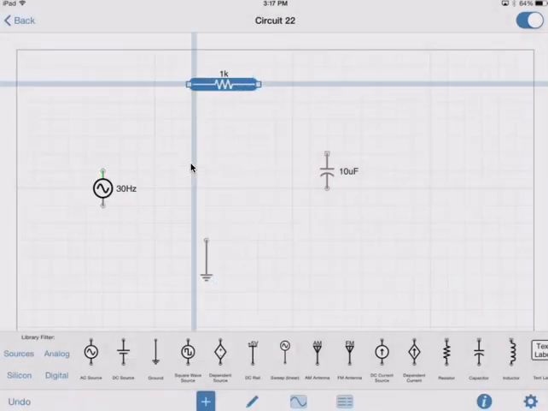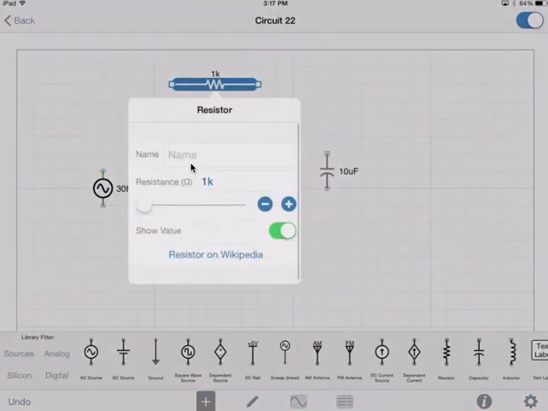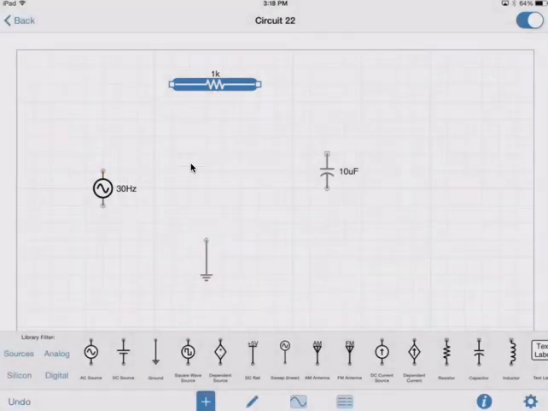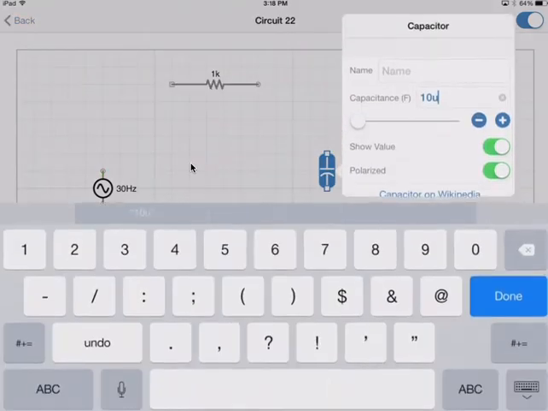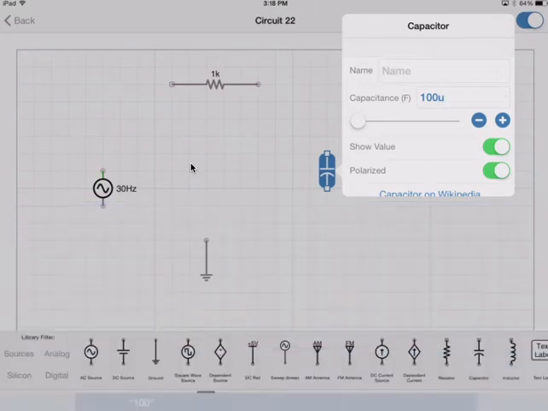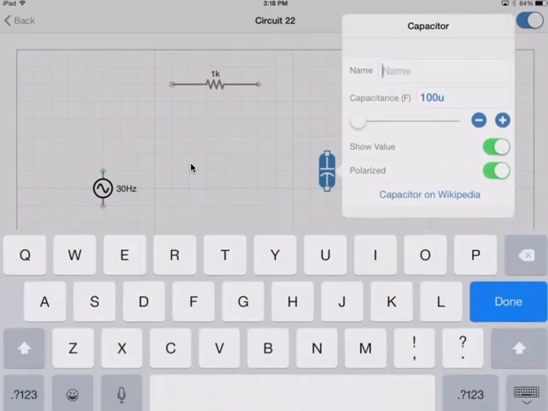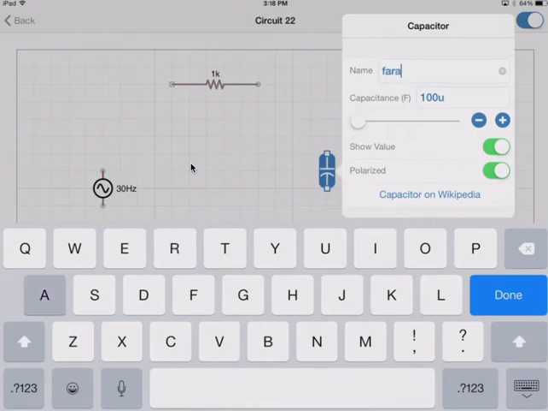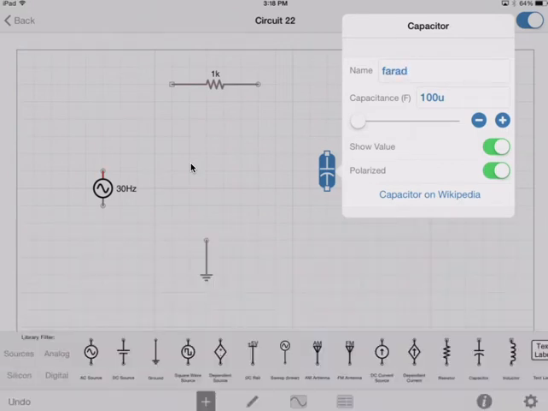I'm going to turn my resistor around. Let's keep the resistor at 1 kilo ohm. And we have our capacitor. I think this capacitor is supposed to be 100 microfarads. So the name of this capacitor, I'm just going to call it a farad. All right.